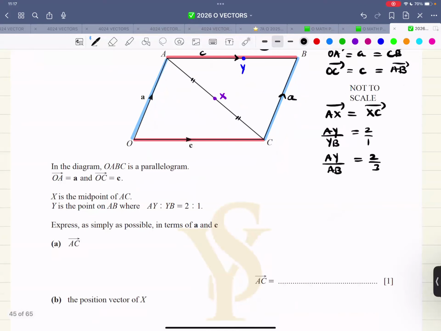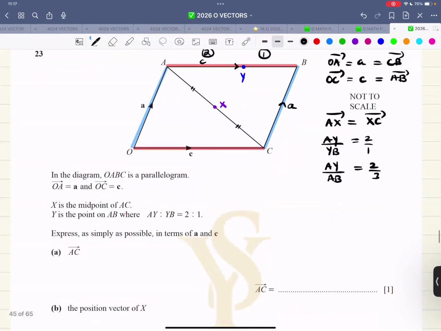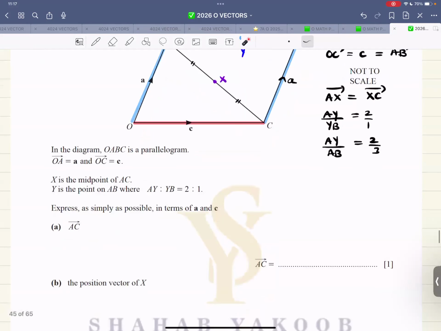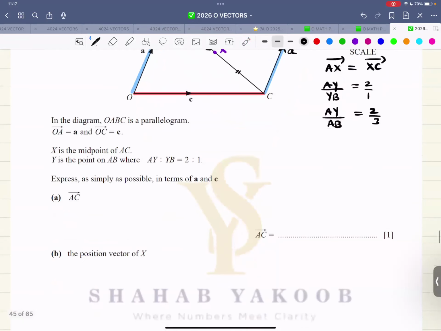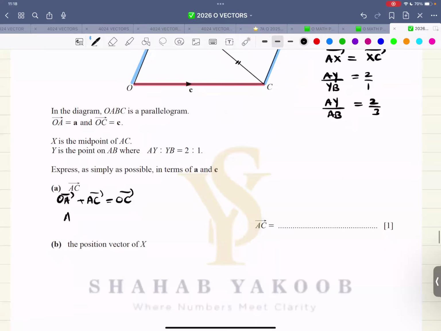And then it says express as simply as possible in terms of A and C, AC. So AC, the first one is very simple. O till A till C, that is O till C. OA plus AC is equal to OC. Make AC the subject. That is OC minus OA. OC is C, OA is A. So that is C minus A.